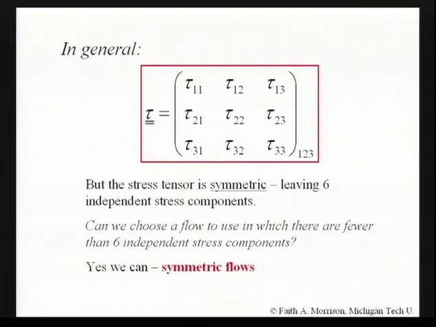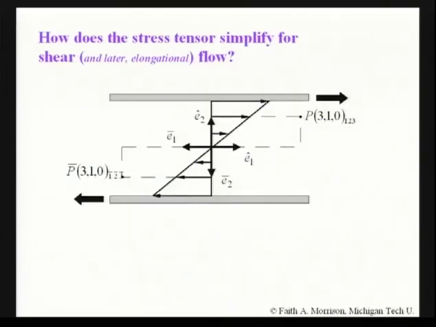Okay? So my question here, can we choose a flow in which there are fewer than 6? Yes, if we choose them symmetric. And here is shear flow. And now how is shear flow symmetric? Shear flow is symmetric in that if you pick a point in the center of the channel and choose a coordinate system, a Cartesian coordinate system, E1, E2, E3.